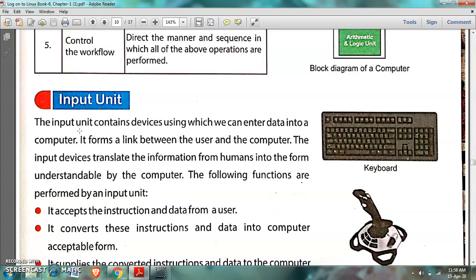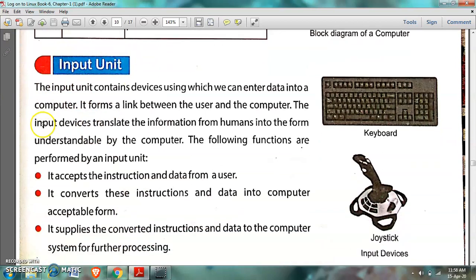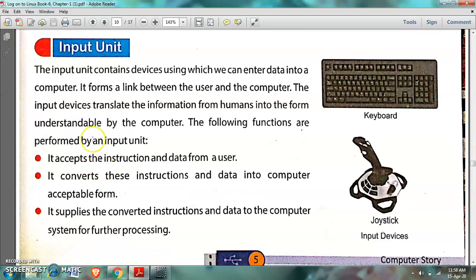Computer understands only binary digits, that is 0 or 1. So the following functions are performed by an input unit. What all things are done by this? Number 1, it accepts the instruction and data from a user. The data which you will give to the computer is accepted by the input unit. And second, it converts these instructions and data into computer acceptable form.